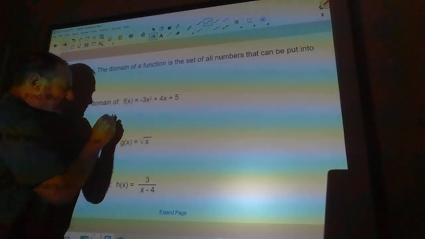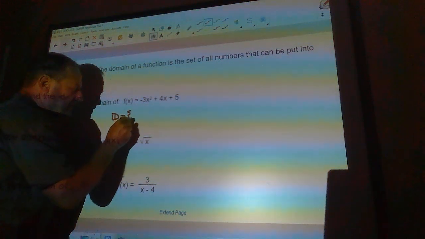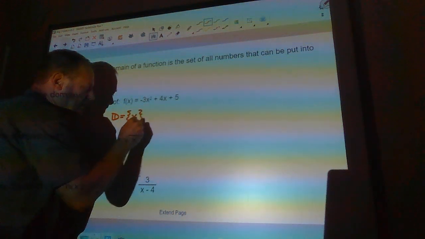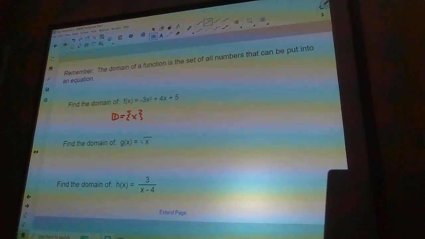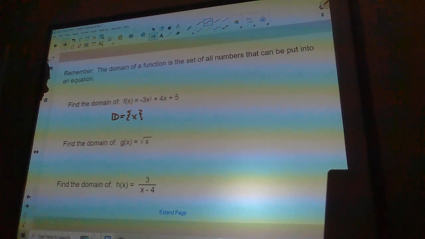And the way we write that is we just write domain is the set of all x's. You can write out all real numbers if you like. This is just the shorthand way to do it.